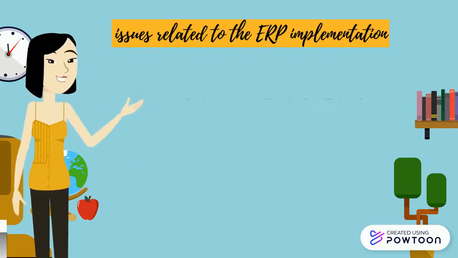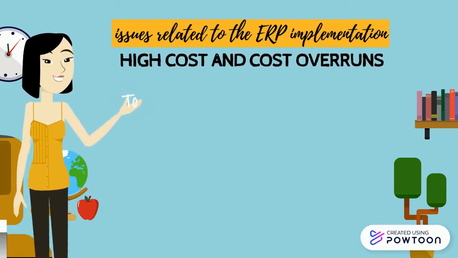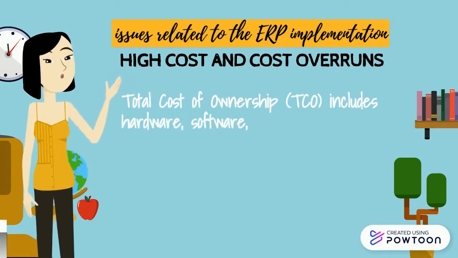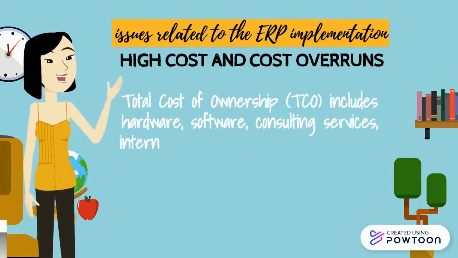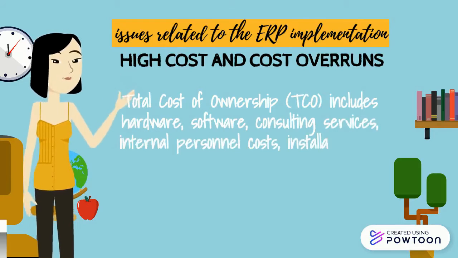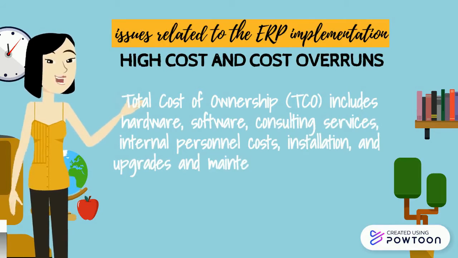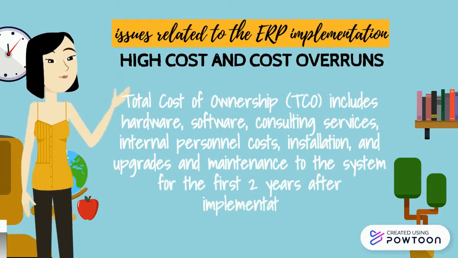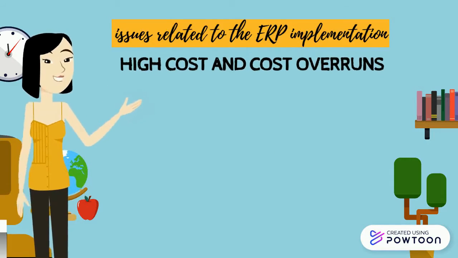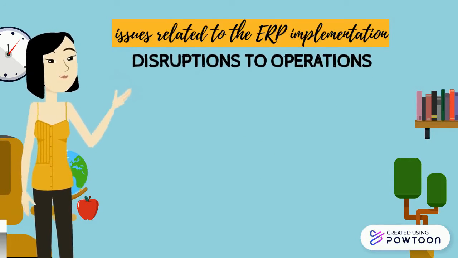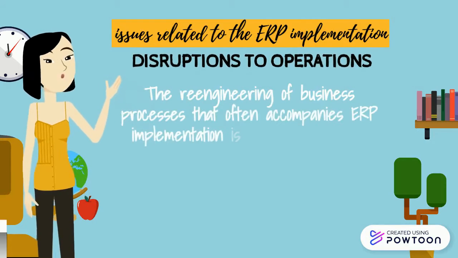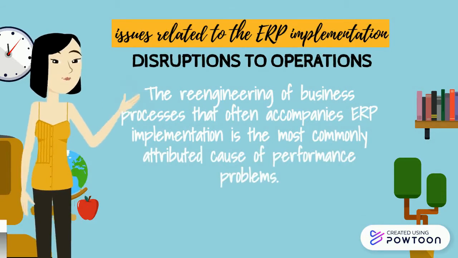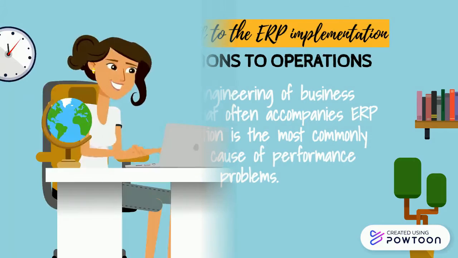Third, high cost and cost overruns. Total cost of ownership, or TCO, includes hardware, software, consulting services, internal personnel costs, installation, and upgrades and maintenance to the system for the first 2 years after implementation. Lastly, disruptions to operations. The re-engineering of business processes that often accompanies ERP implementation is the most commonly attributed cause of performance problems.